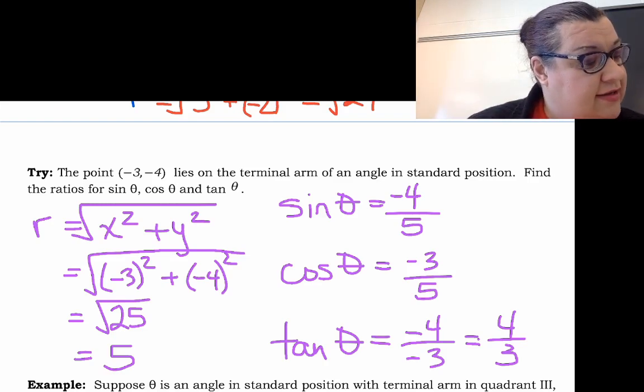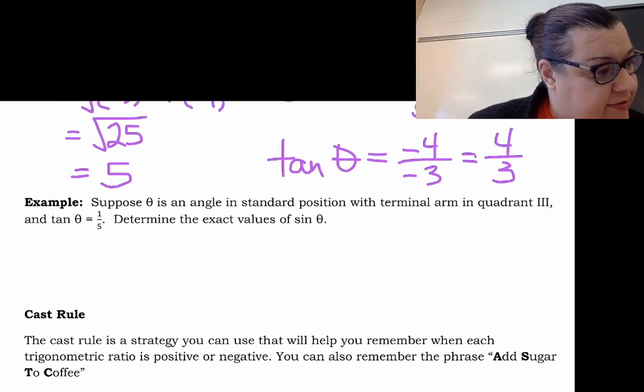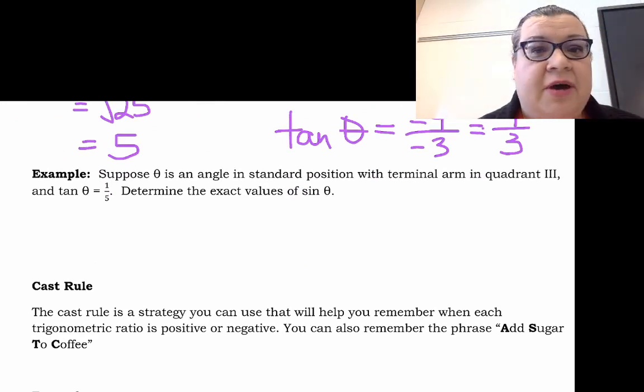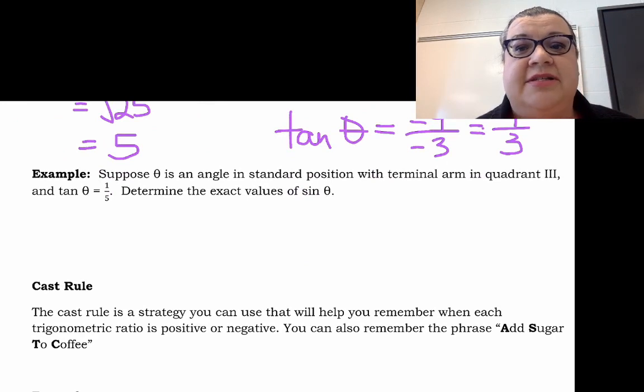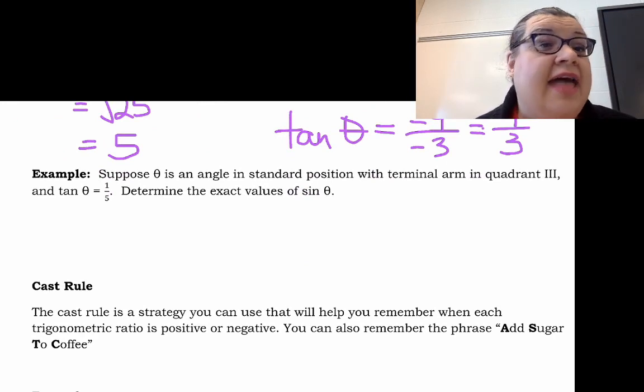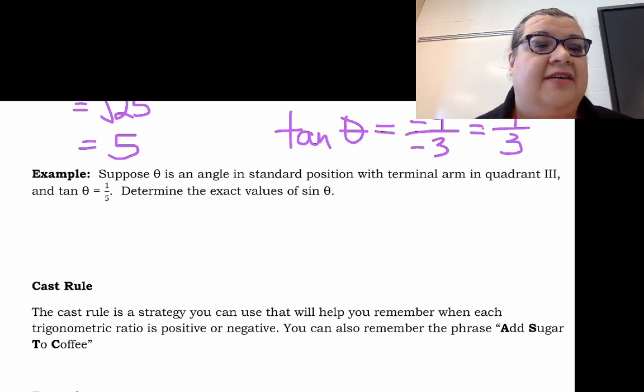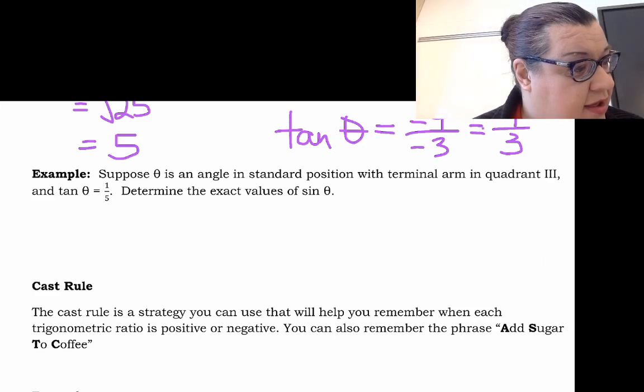All right, let's take a look at another one. So this is worded slightly differently. Suppose theta is an angle in standard position with the terminal arm in quadrant 3, and tan theta is equal to 1/5. Determine the exact values of sine. I'm going to sketch this out again, just because that helps me see it.